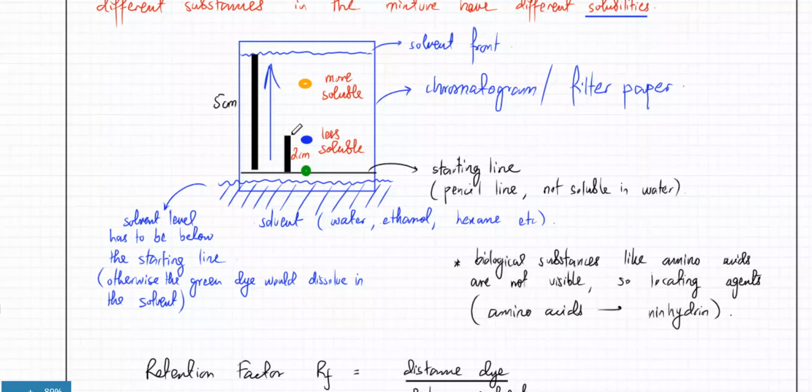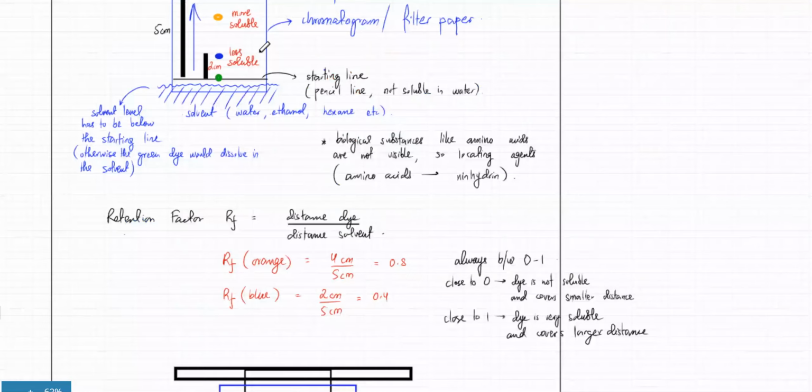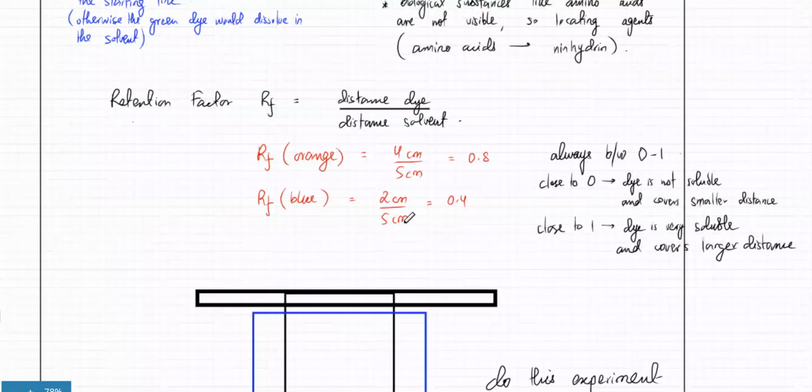For example, for the blue dye, the RF value is the distance traveled by the blue dye divided by the distance that is traveled by the solvent, which would be up to the solvent front. That's how you're going to measure the RF value: 2 divided by 5 will give you 0.4. So the value is always between 0 and 1. Remember, if it's closer to 0, that means the dye is not very soluble and covers a smaller distance. And if it's closer to 1, that means the dye is very soluble. So you have to remember that idea.